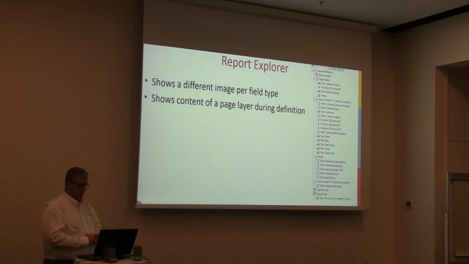The report explorer itself shows a different image per field type. Previously it showed just one image for everything, but I think this is clearer, showing that it is a text field, a database field, or an image. And it shows the content of a page layer during definition, so if you have the page layer opened and you have your report explorer opened, the report explorer of course shouldn't show the content of the other report or an empty one, so it now shows the content of the page layer itself.